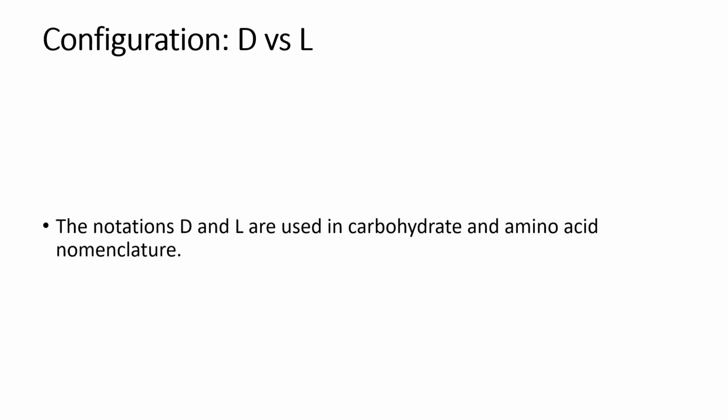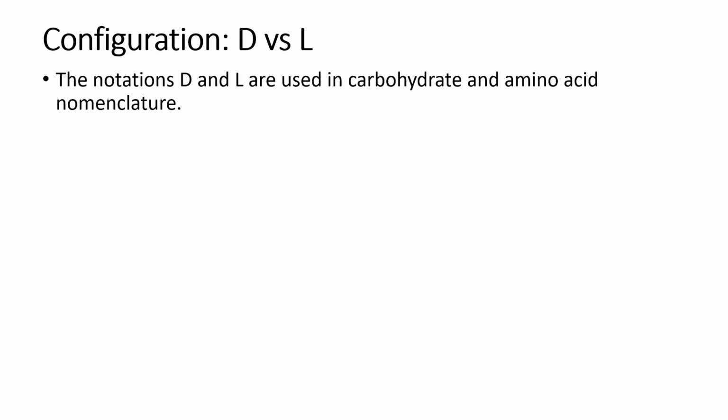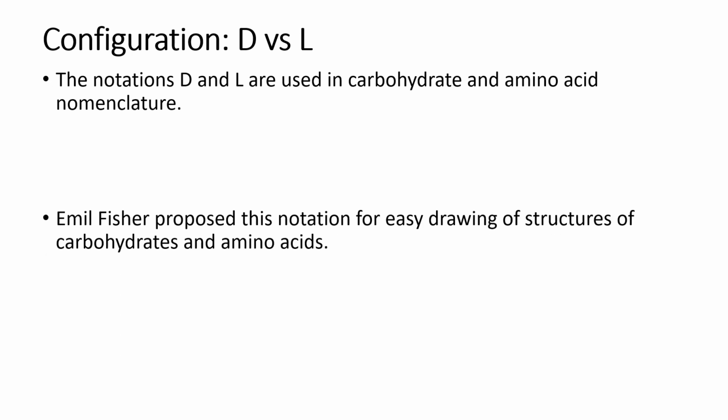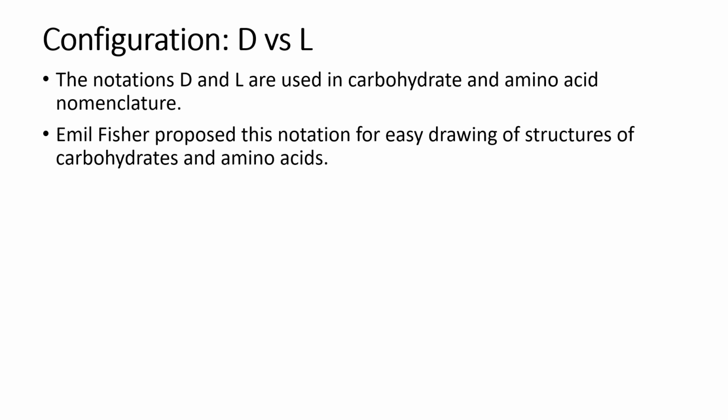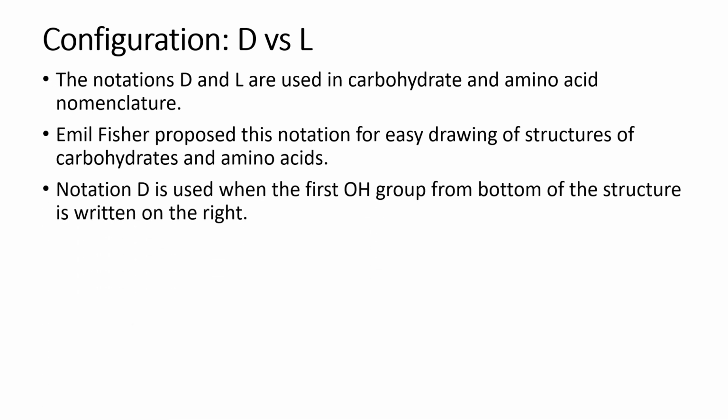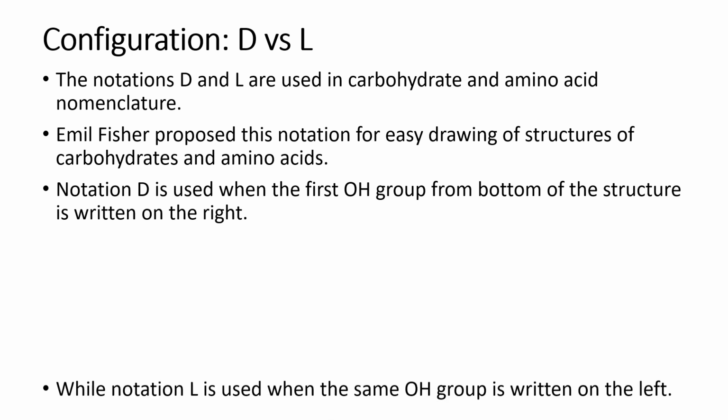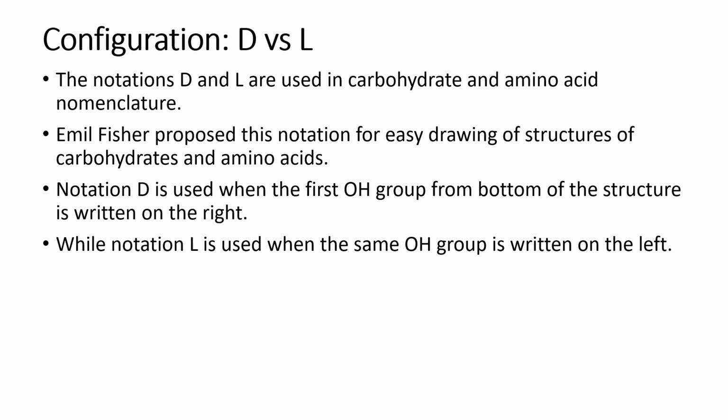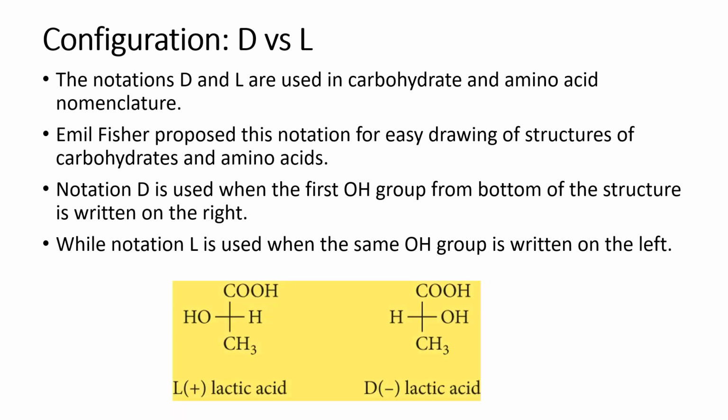So moving over to configuration, wherein we use the notations D and L. This notation D and L is popularly used in carbohydrate and amino acid chemistries. Emil Fischer was the person who first proposed this notation. This is to help in the easy drawing of structures of carbohydrates and amino acids. The notation D is used by seeing the structure of the organic molecule, writing it in the Fischer form, and when the first OH group from the bottom is written on the right hand side, then the notation D is given. And when the OH is written on the left hand side, the notation L is given.